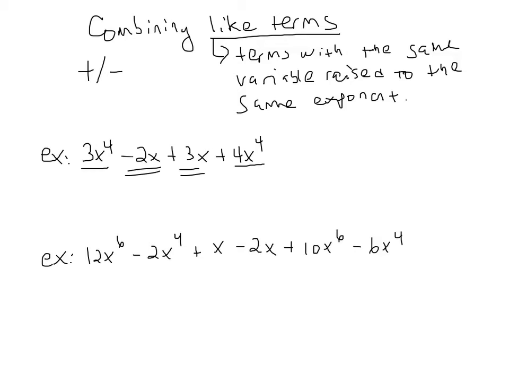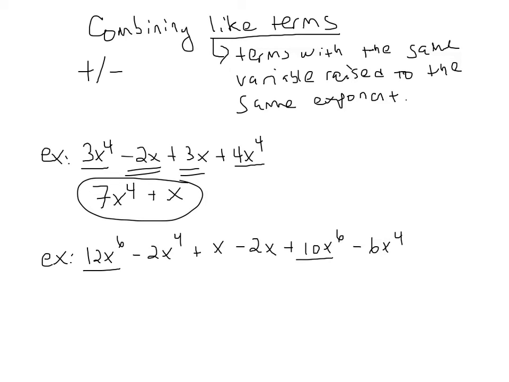So we have 3x to the fourth plus 4x to the fourth gives us 7x to the fourth. So we're just adding like quantities together. It would be like if you had 3 motorcycles plus 4 motorcycles, you'd have 7 motorcycles. Nothing happens to the exponent when you combine like terms. And then finally we have negative 2x plus 3x, and negative 2 plus 3 is 1, so we just end up with plus x.